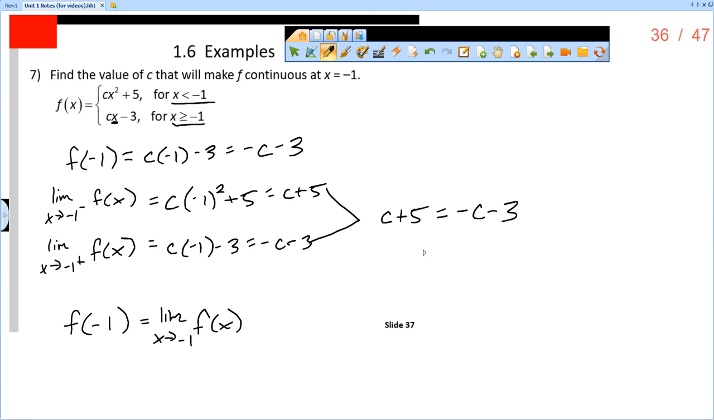All right, so I'm going to solve this. Add c to both sides, so 2c, subtract 5, so -8, so c equals -4. So if c is equal to -4, then that will make f of -1 equal the limit as x approaches -1 of f of x, which means that f will be continuous at x equals -1. All right.